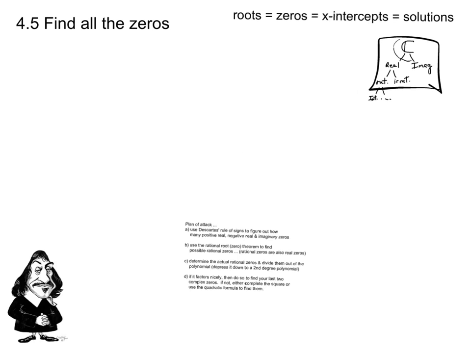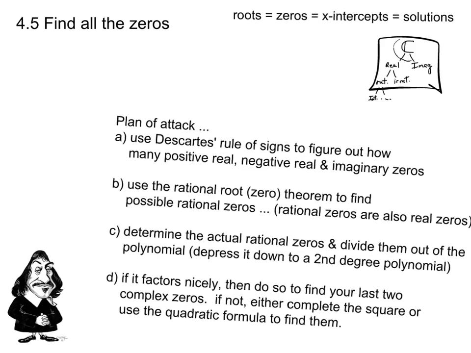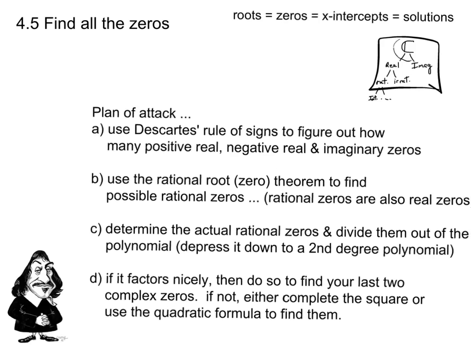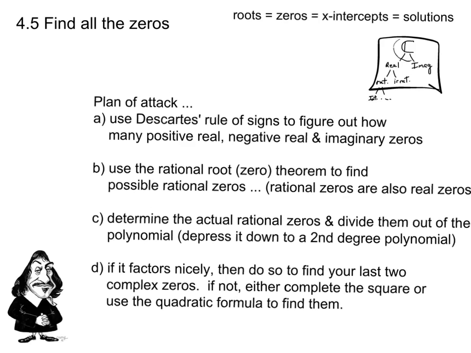And now, here's a suggested plan of attack. This will help us figure out all the zeros. First, we're going to use Descartes' rule of signs. We can figure out how many positive real and how many negative real roots there are. If it's a fourth degree polynomial, then we know for a fact we have 4 complex roots. So if we know we have one of these and one of these, then that would guarantee us that we have 2 of these.